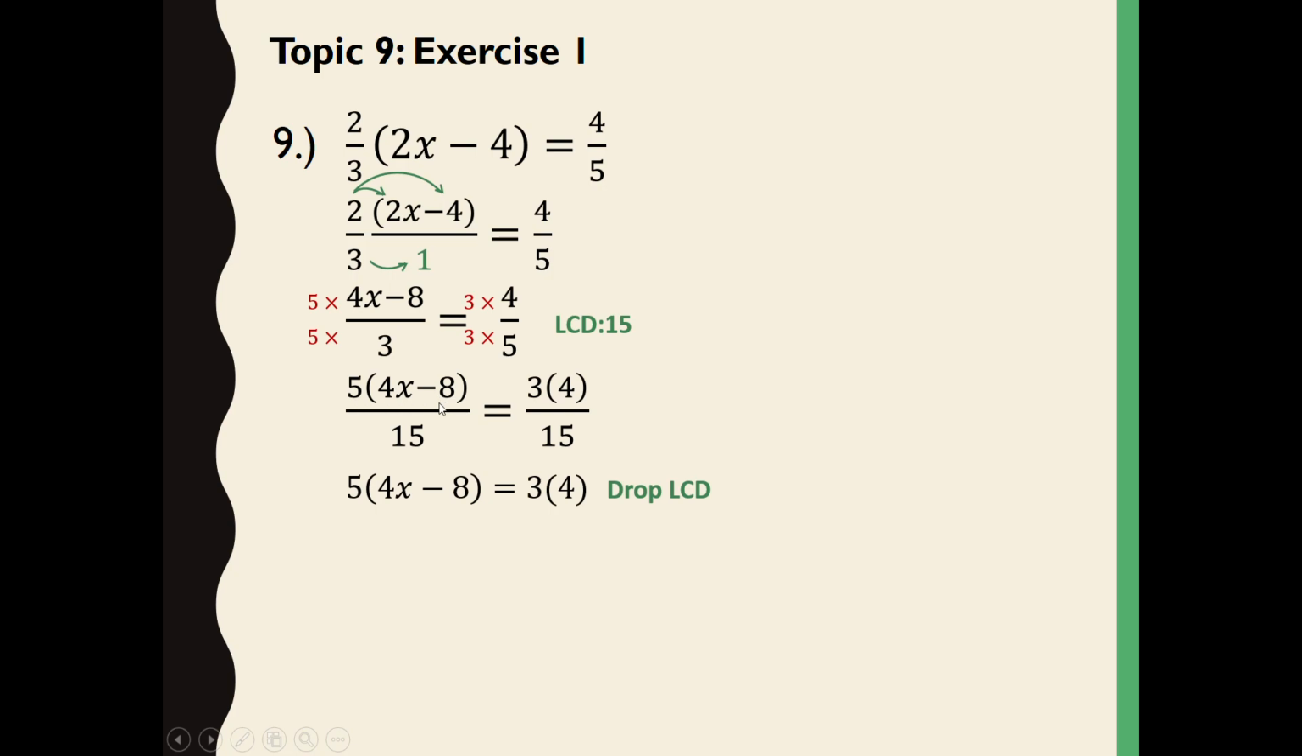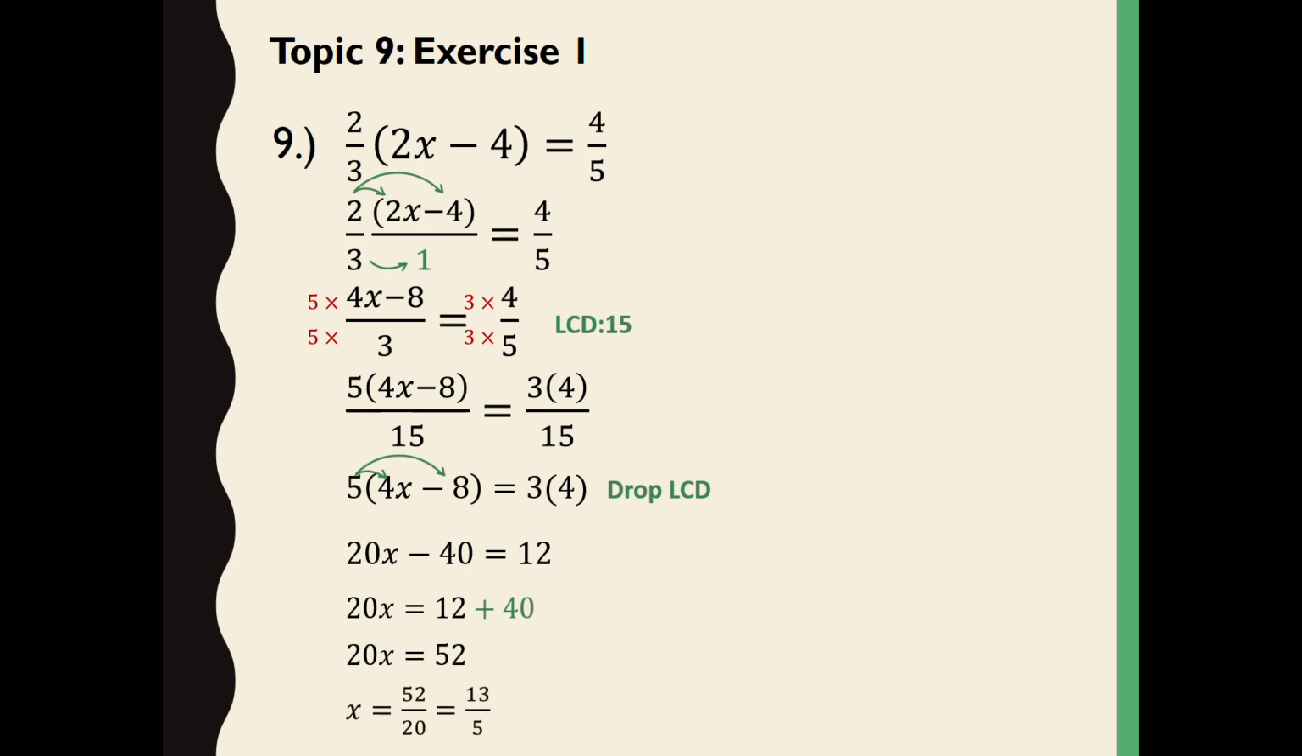Okay, so once you've distributed that 5 into the bracket and you've dropped your LCD, that's what you're going to get. So 20x minus 40 is equal to 12. I take my 40 over to add it. So 12 plus 40, which will give me 52. And then I can just divide through by the 20 to get x alone. And notice now I needed to simplify that fraction because it wasn't in its most simplified form.